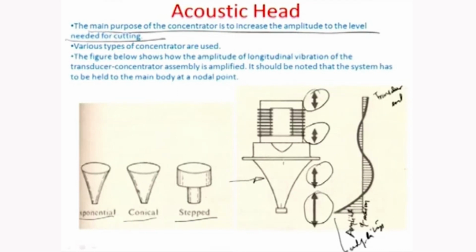So you can see the amplitude of longitudinal vibrations of the transducer concentrator assembly is amplified, and what is important is that the system should be held to the main body at a nodal point, okay, and that has to be very firm, so that the transmission is 100% efficient between the transducer as such and the concentrator. Okay. So that is how the full details of acoustic heads are.